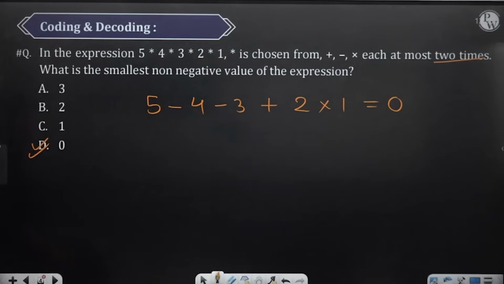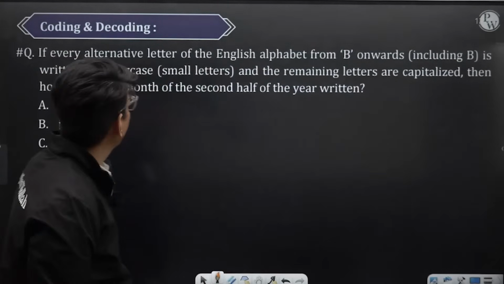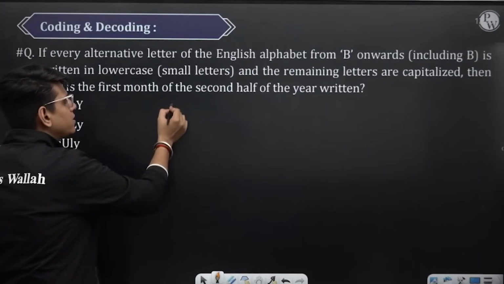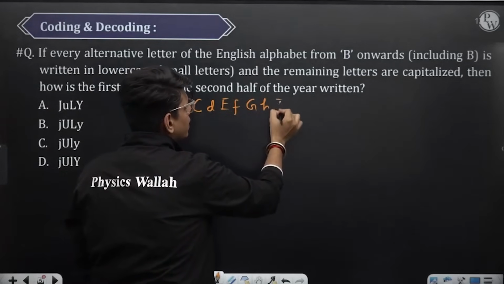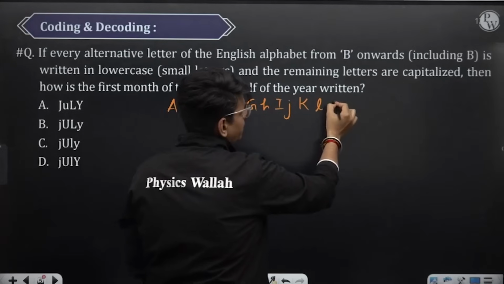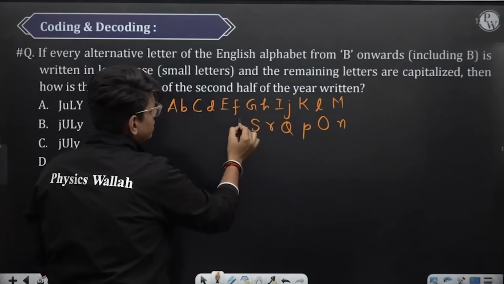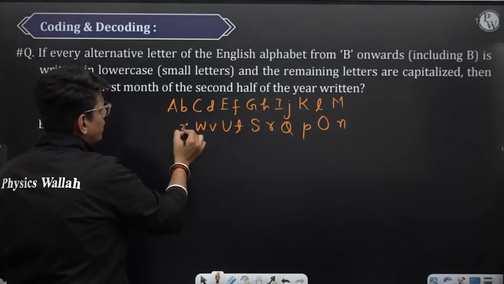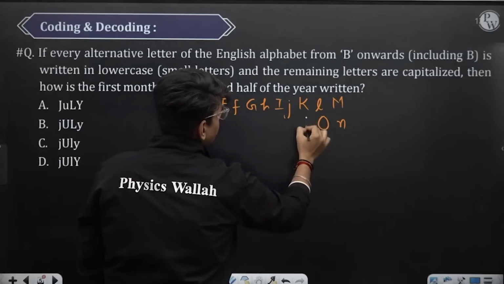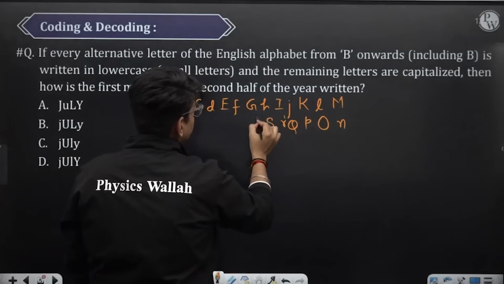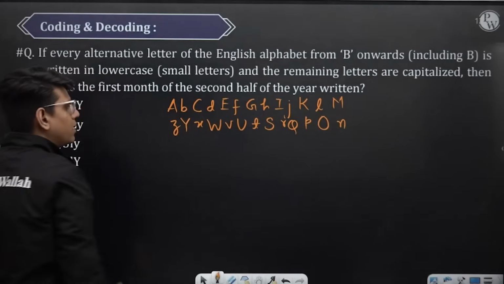Okay. Chalo. Next. If every alternate letter of the English alphabet from B onwards, including B, is written in lowercase, basically what they are doing is A, B, C, D, E, F, G, H, I, J, K, L, M, N, O, P, Q, R, S, T, U, V, W, X. I made a mistake here somewhere. M, N, O, P, Q, R, S, T, U, V, W, X, Y, and Z. Right? So this is the pattern.